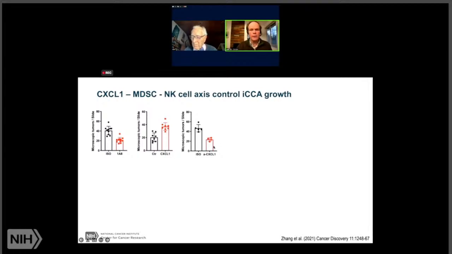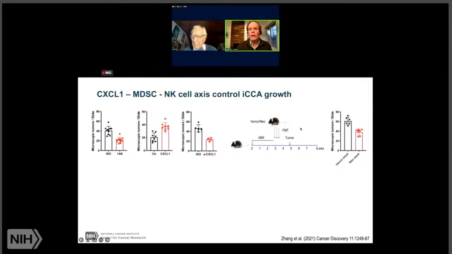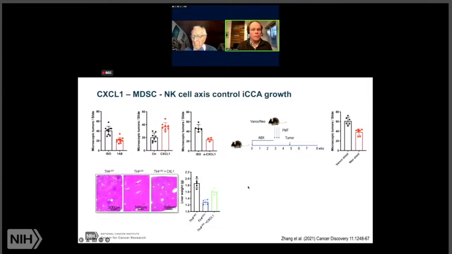If we block the MDSCs using an antibody against CXCL1, we find fewer tumors. If we perform similar FMT studies to those I have just shown you, we can actually control tumor growth in these mice, depending on whether we colonize mice with stool derived from mice initially treated with vancomycin or neomycin. And this entire mechanism, again, is dependent on expression of the TLR4 receptor on the hepatocytes.